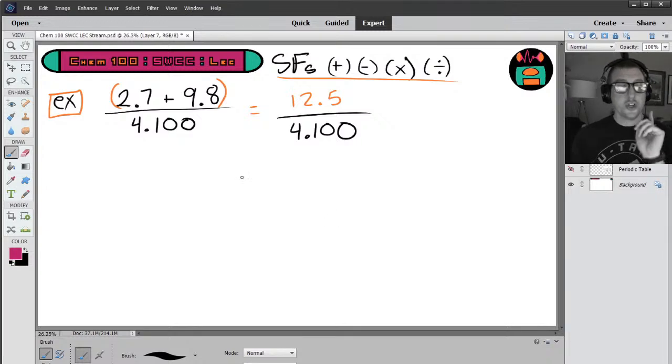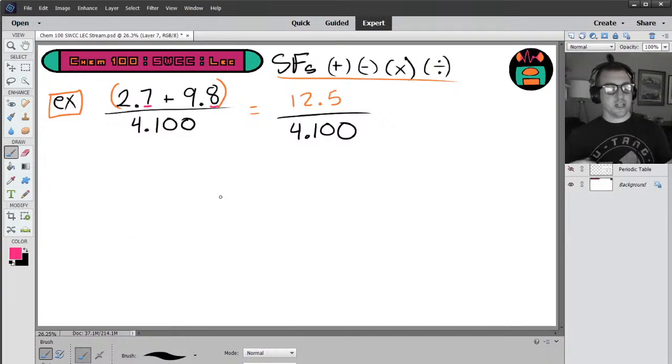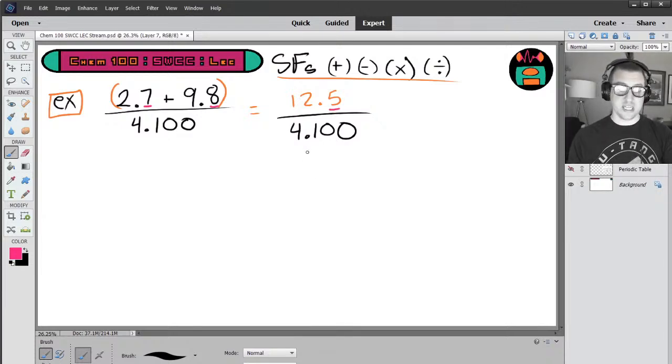But for addition, you just look at the last decimal place. 2.7 has its last significant digit in the tenths place, the first decimal place. 9.8 has its last significant digit in the first decimal place. So the answer to this sum must have its last significant digit in the first decimal place, and it does. 12.5 has a sig fig in that first decimal place, which means we do not need to round, we don't need to add any zeros, we're good. The sig figs for our numerator are good.